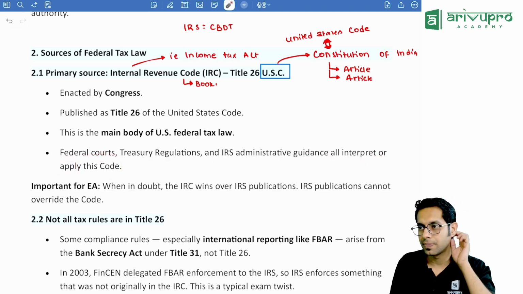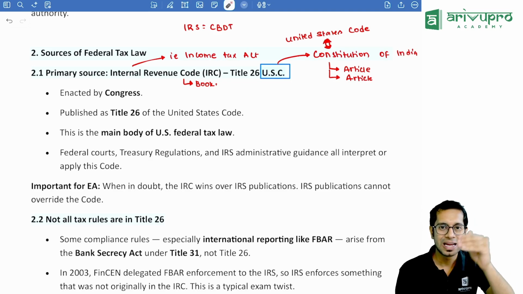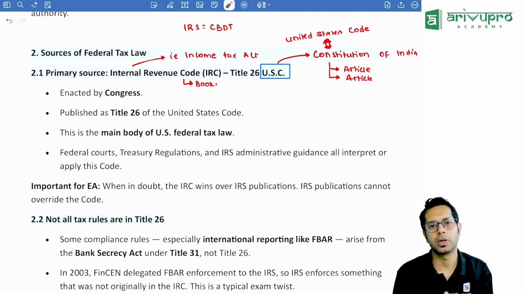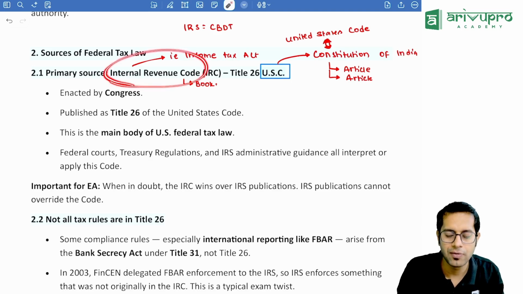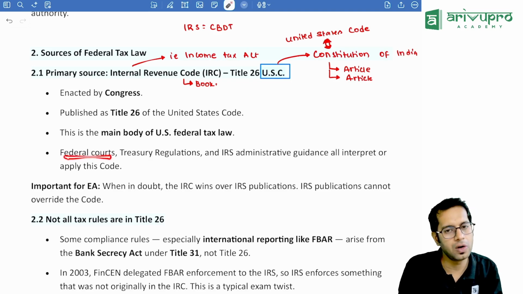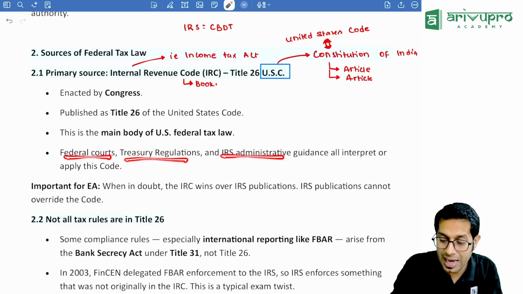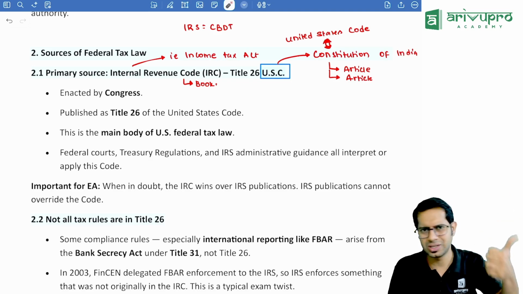What do you mean by this? The federal courts, like we have High Court, Supreme Court, Consumer Court, District Court over here. What will they do? They will just interpret the law which is there. Where is the law, sir? Internal Revenue Code is the law, and this law's interpretation is done by federal courts, treasury regulations. Who are these IRS administrations? Who are all these, sir? Like we have courts, Supreme Court, High Court.